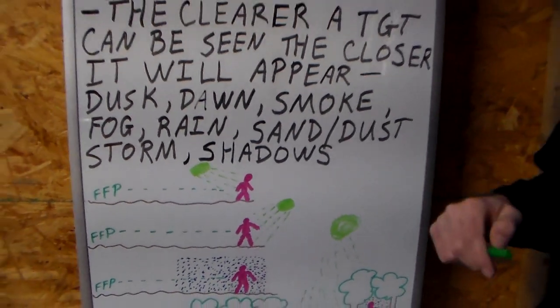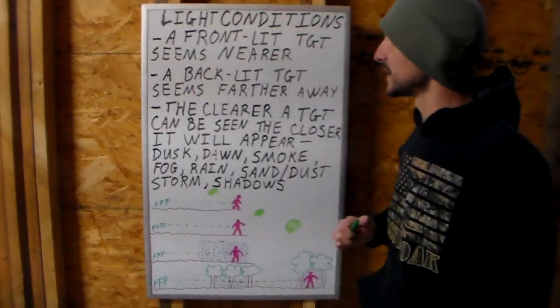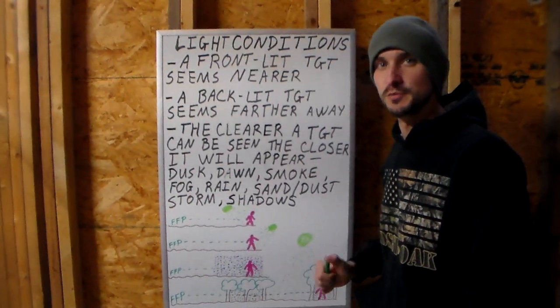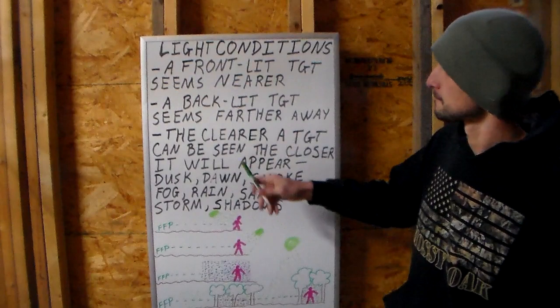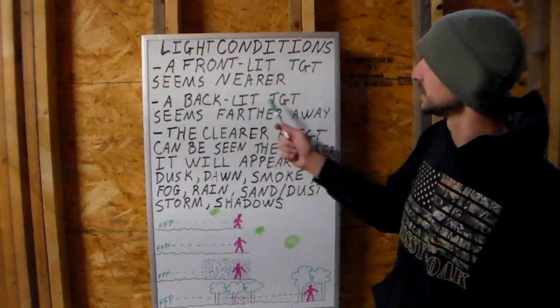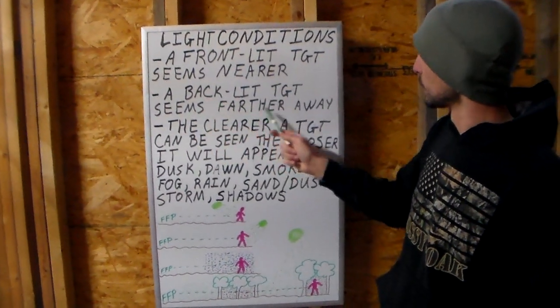So it's going to make your brain automatically think that that target is nearer to you because it is lit up and it is bright. It is easier for you to see. Okay. Next is a backlit target seems farther away.